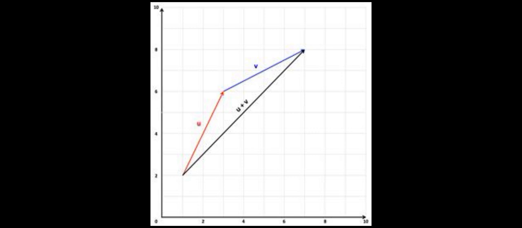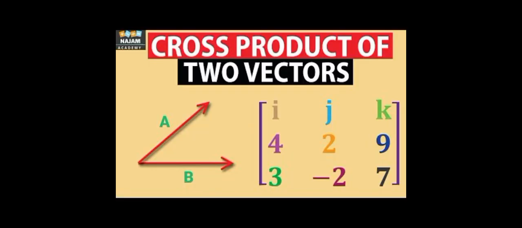2. Direction. The direction of **A** × **B** is given by the right-hand rule. If you point the index finger of your right hand in the direction of **A** and your middle finger in the direction of **B**, your thumb points in the direction of **A** × **B**.